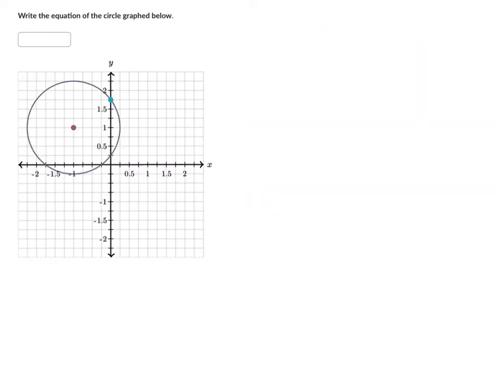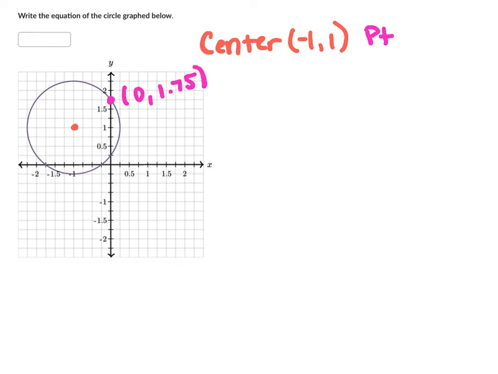For the next example, we also have a circle where we have to deal with the distance formula in order to find the length of the radius. So looking at what we have, a center that's located at -1, 1. And I have a point on the circle that's located there. If we check our scale, this would be at 0, 1.75 because each of these are going up by 0.25. So the point would be at 0, 1.75.